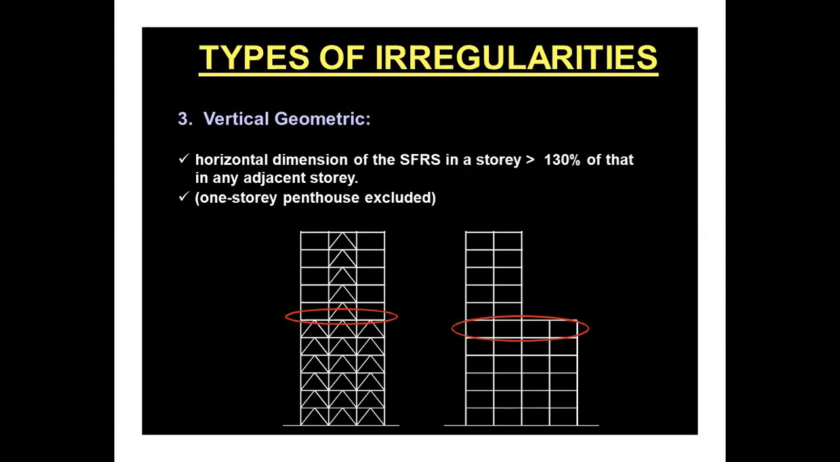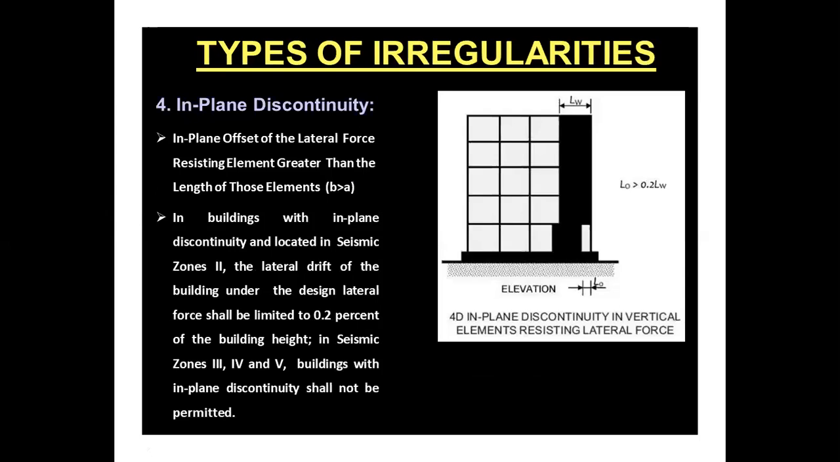Also, as you see in this figure, there is no continuity in this structure, right? So mass distribution or vertical geometry is not continuous, and that's why vertical geometric irregularity is present in this building.